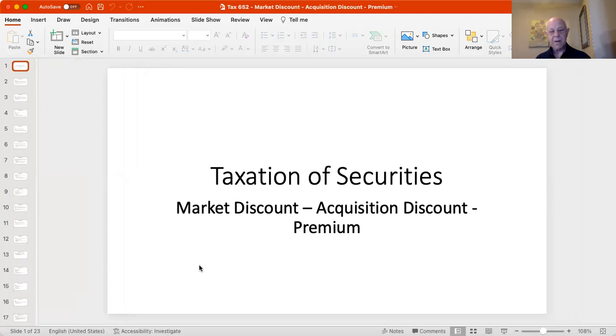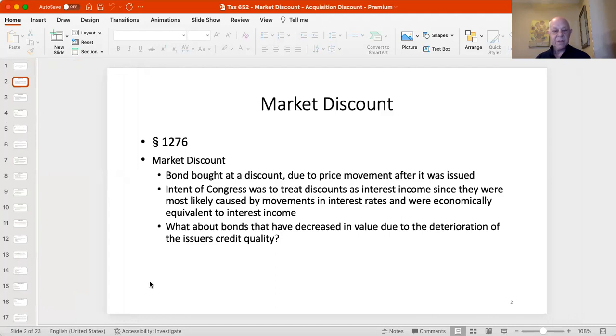So right now we're going to focus on the market discount. What is market discount? The code section is 1276. It's a bond bought at a discount, and it's due to a price movement after it was issued. Again, it's because interest rates typically have gone up, so the price of the bond goes down. And as I said, Congress intended to treat discount as interest income because most likely that's the reason the bond is trading at a discount. It's because of changes in interest rates, and it's really a substitute for interest income.